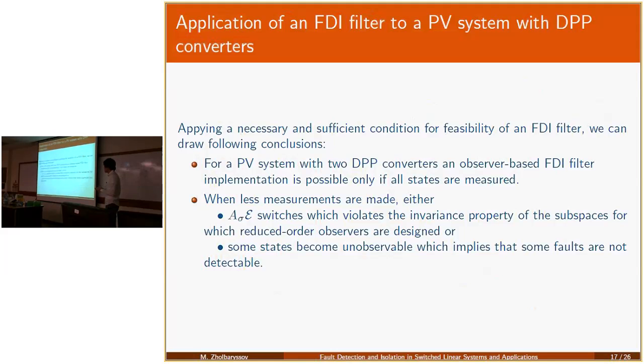So for our PV system with 2 DP converters, we can design our filter if we measure all states. And when fewer measurements are made, then one of two things happens. Either our A sigma epsilon matrix switches, which violates the invariance property of the subspaces for which we construct the reduced order observer, or some states become unobservable, which implies that some faults are not detectable.